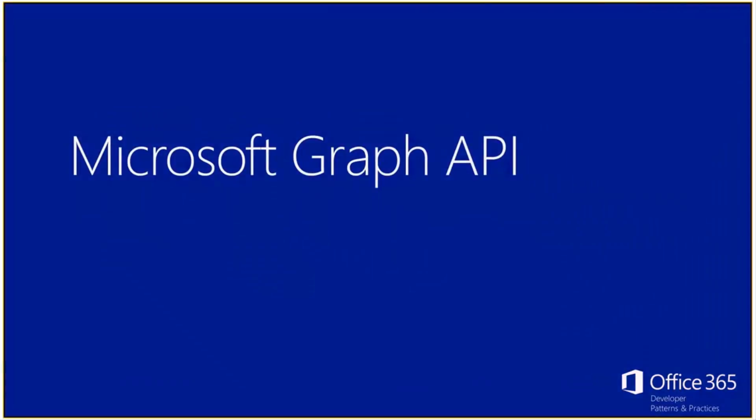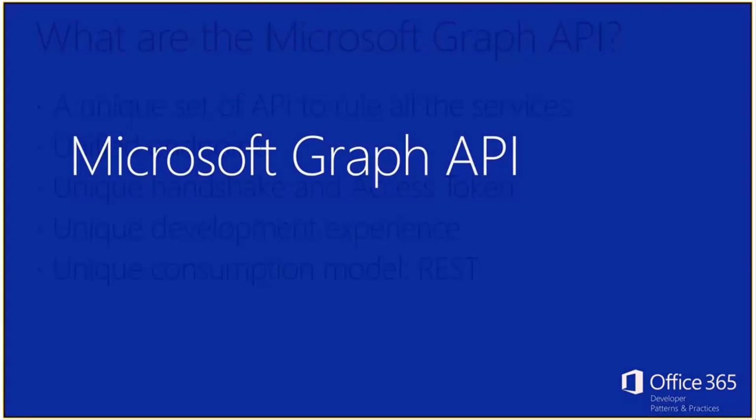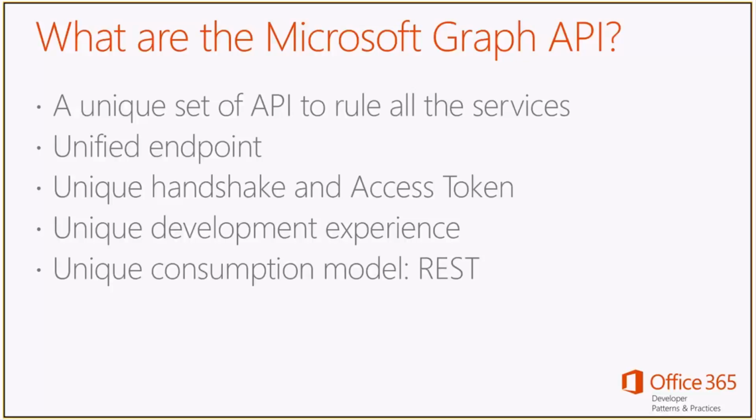And so let's start with the Graph API firstly. The Graph API is a new set of APIs provided by Microsoft since a few months ago, which allows us to consume most of the services provided by the Office 365 ecosystem using a unique set of APIs and a unified endpoint, so that from a developer perspective, it is much easier to do a unique handshake to get a unique access token from an open authorization perspective, and to consume the full set of services with a unique developer experience.